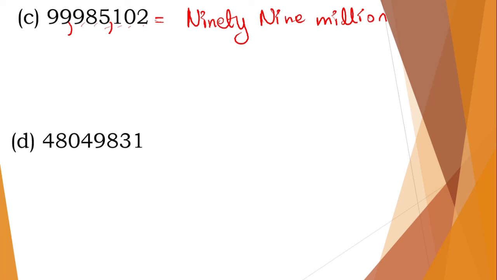So in the next question, after 3 digits, we'll put the first comma. Again after 3 digits, we are going to put the second comma. Now first, in the first part we have 99. So 99. And after 99 we have 1, 2, 3, 4, 5, 6. We have 6 digits. And 6 zeros we have in million. So it will be 99 million. After 99 million we have 985.